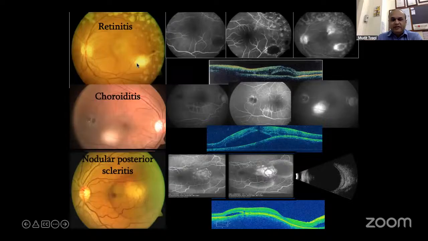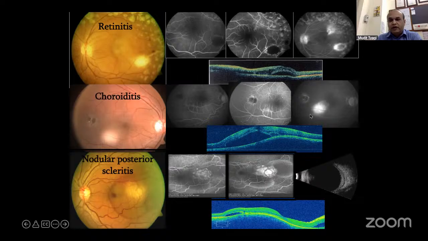So these are three images. On top, you see a retinitis lesion. Look at the intensity of the early hypo; the intensity is maximum in retinitis followed by choroiditis. But more importantly, look at the pattern of the early hyperfluorescence. Here you see a hypo with a perilesional hyperfluorescence, and that is characteristic of a retinitis. Whereas when you see a hypo which then diffuses and involves the entire lesion with hyperfluorescence, that is what you deal with in choroiditis lesions.